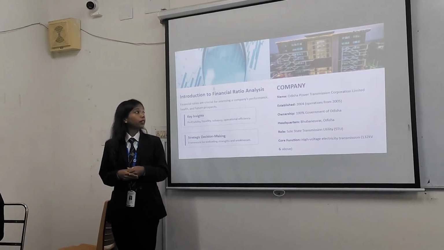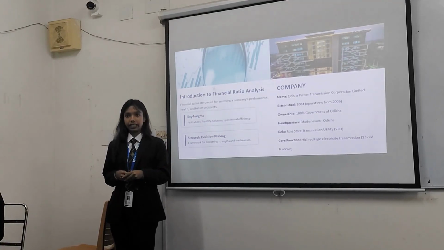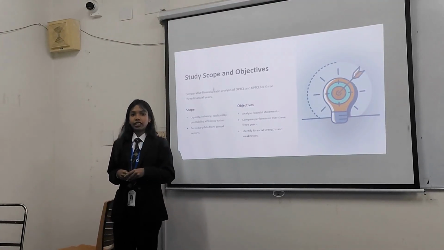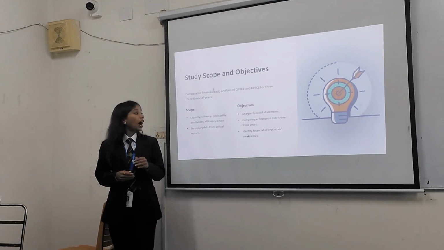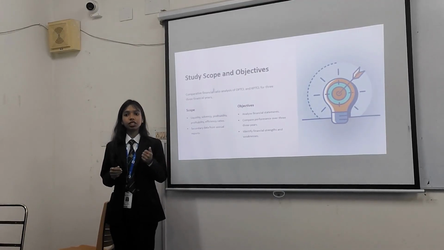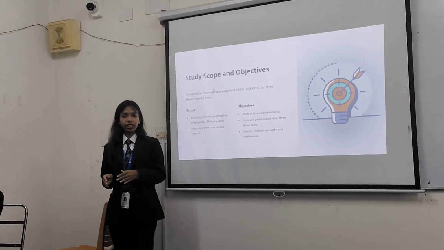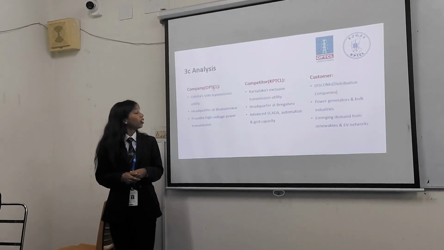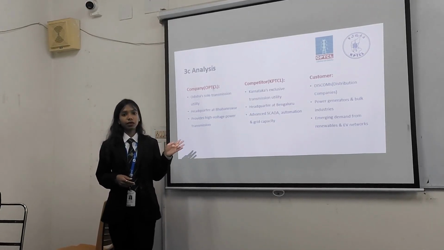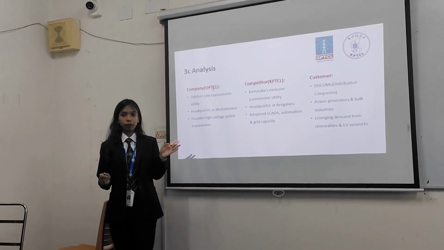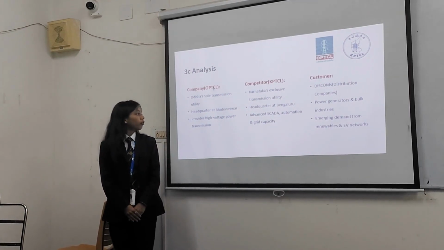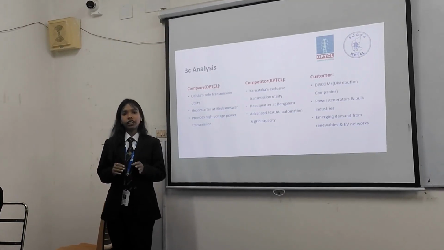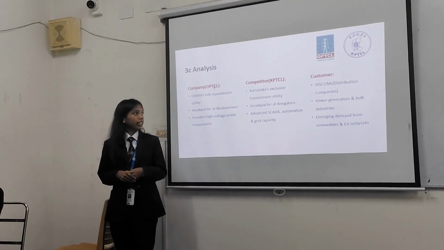This helps the company make strategic decisions about their financial performance and how they can enhance it. My company profile: the name of the company is OPTCL, which is Odisha Power Transmission Corporation Limited. Okay, go to your objective. The objective is to analyze the financial statements of both the companies, OPTCL and TPCL. I have compared the performance of 3 years, 2021, 21-22 and 22-23, identifying the strengths and weaknesses of the company. The 3C analysis: the company is the sole transmission utility of Odisha, 100% government owned, headquartered at Bhubaneswar, providing high voltage power transmission, and KPTCL is the exclusive transmission utility of Karnataka state, headquartered at Bangalore, with advanced SCADA automation and grid capacity.